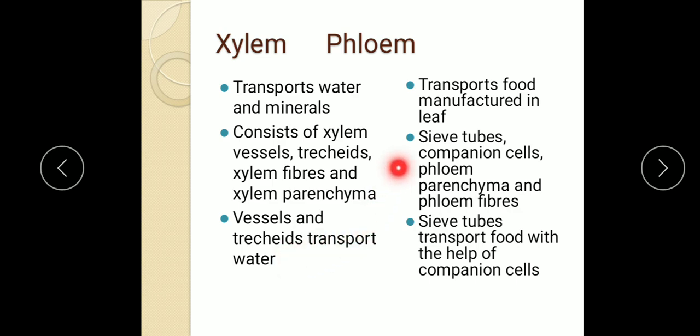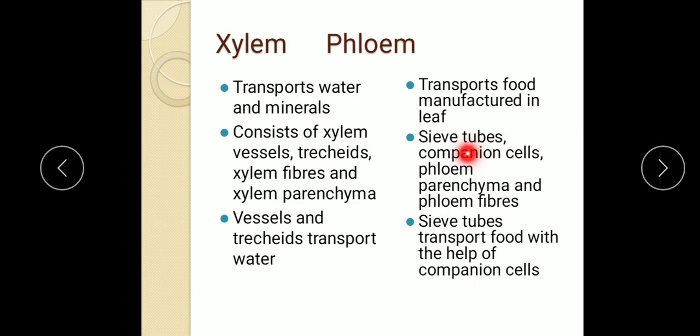On the other hand, in the phloem, what is present? In the phloem also the 4 types of cells are present: sieve tubes, companion cells, phloem parenchyma and phloem fiber. Here we'll discuss the sieve tubes and the companion cells.